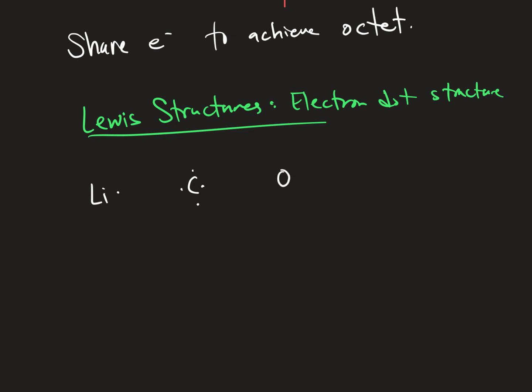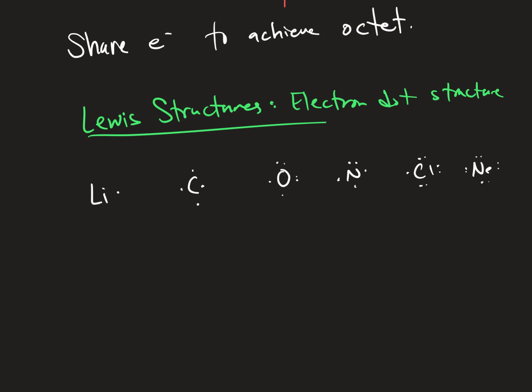What about oxygen? How many valence electrons does oxygen have? 6. 1, 2, 3, 4, 5, 6. Do I have to write the 2 dots on top and on the right? I could pick any side, doesn't matter. Okay? Nitrogen has 5. 1, 2, 3, 4, 5. Chlorine has 7. 1, 2, 3, 4, 5, 6, 7. And neon has 8. 2, 4, 6, 8. That pretty straightforward?